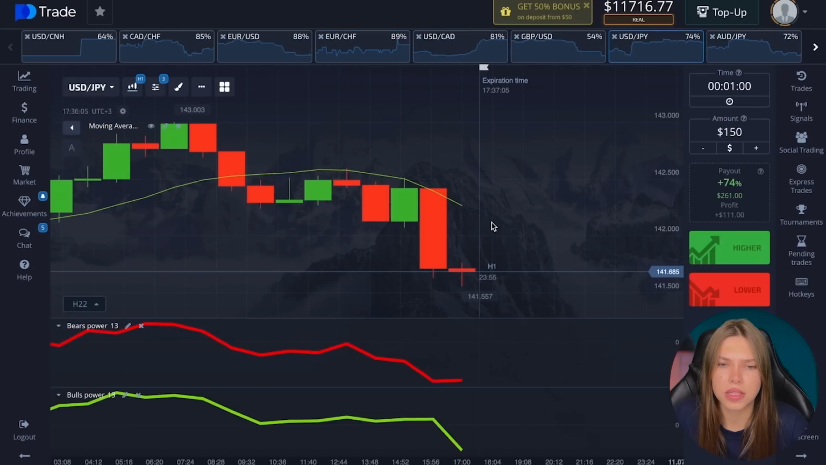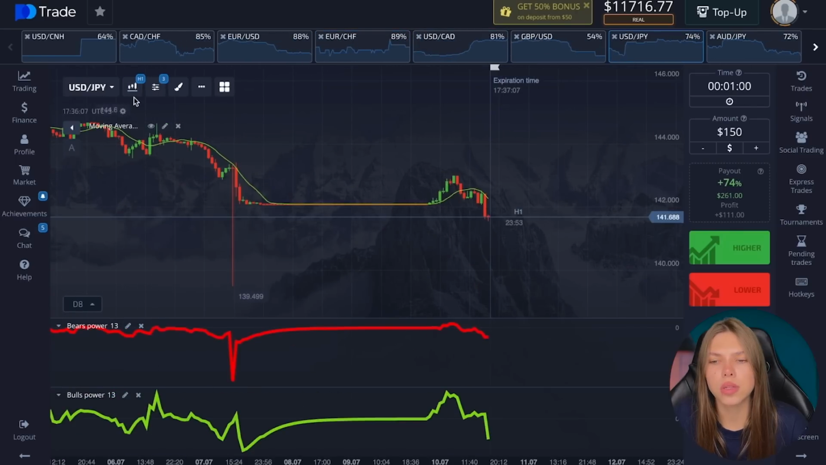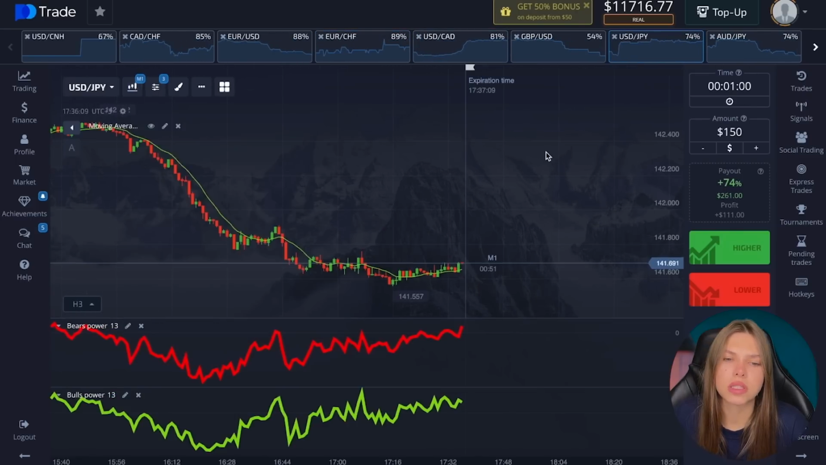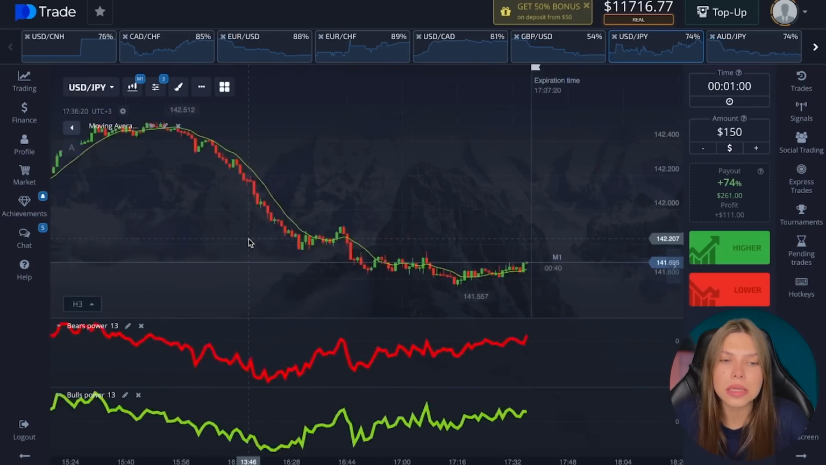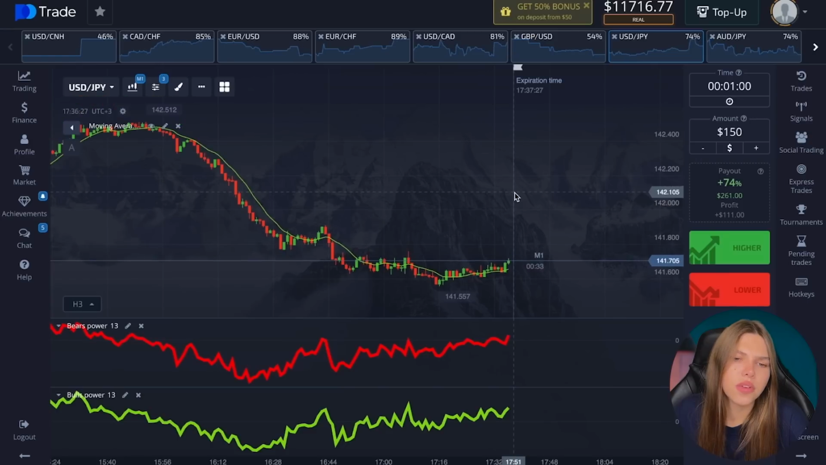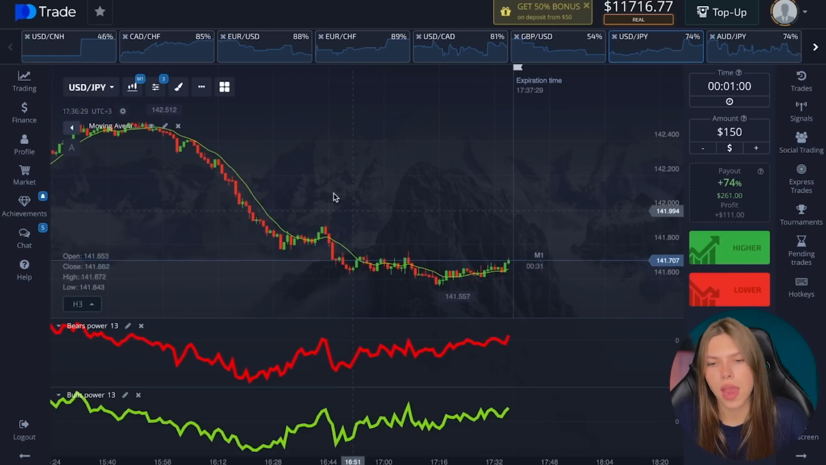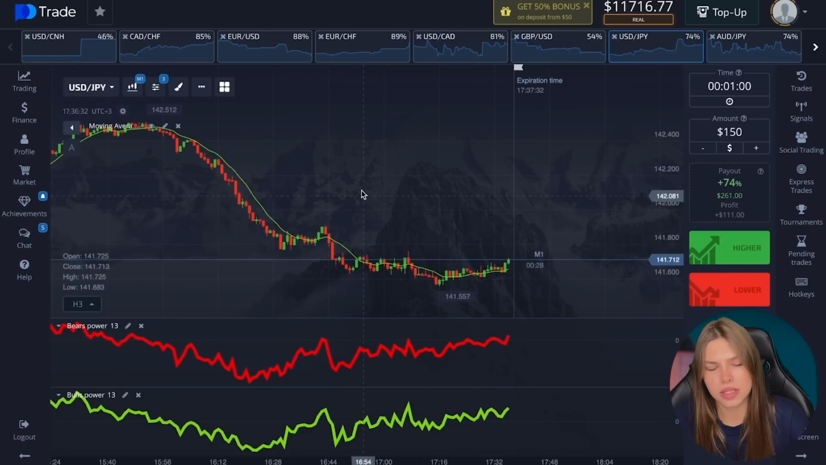Here we have bears above the zero mark, but we also have bulls above zero, but the moving average tells us about a decline, and in principle, a downward trend. Yeah, well, it's difficult here, of course. Here both create a sideways movement. It's difficult to trade.